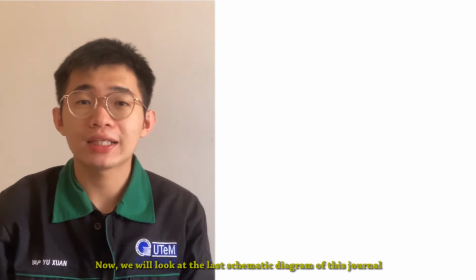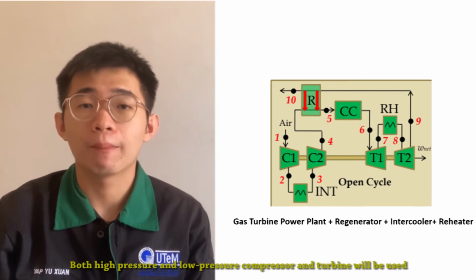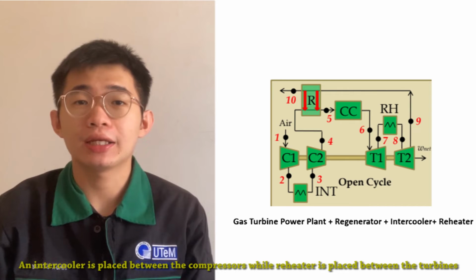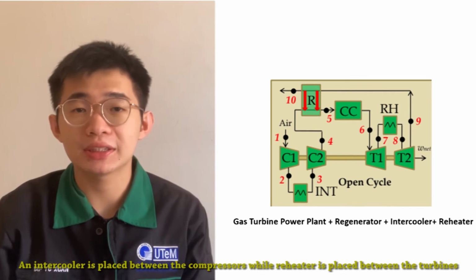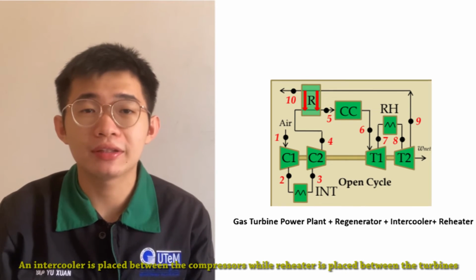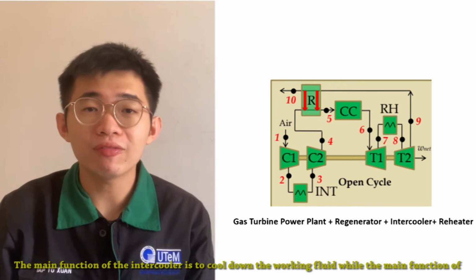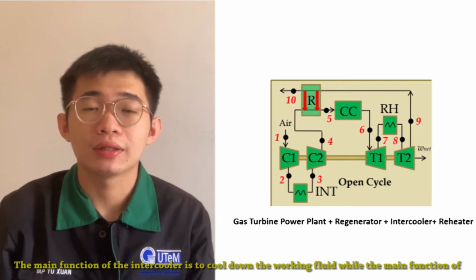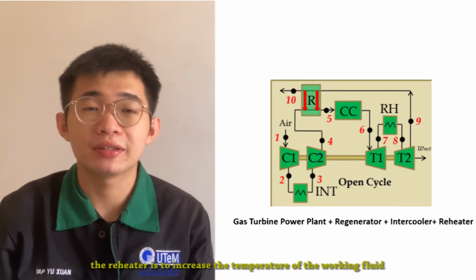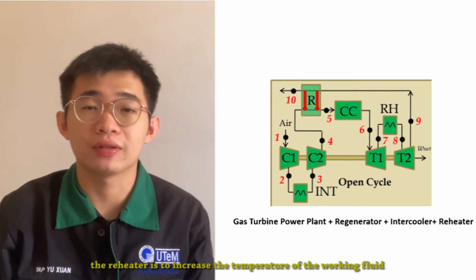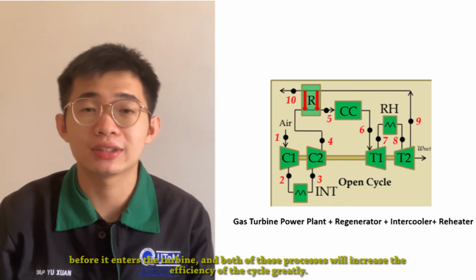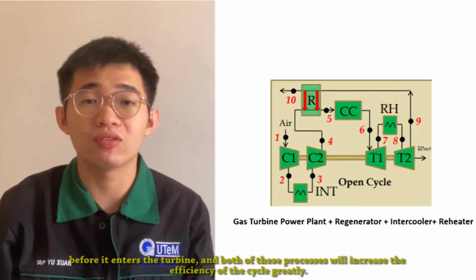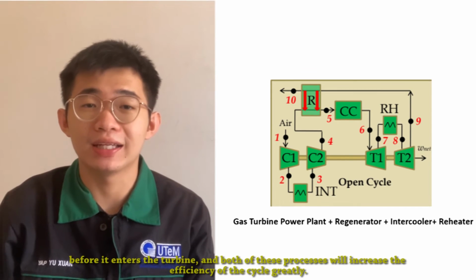Now we will look at the last schematic diagram of the journal. Both high pressure and low pressure compressor and turbine will be used. An intercooler is placed between the compressors, while reheater is placed between the turbine. The main function of the intercooler is to cool down the working fluid, while the main function of the reheater is to increase the temperature of the working fluid before it enters the turbine. And both of these processes will increase the thermal efficiency of the cycle greatly.